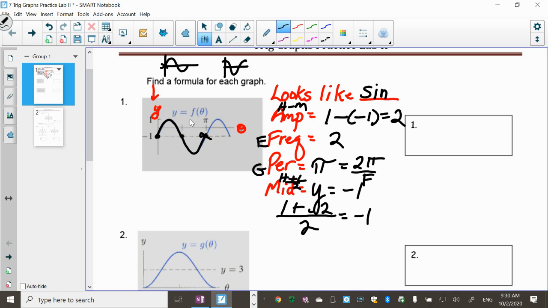So now I know my formula is, I got it all there, y equals, because that's what that is, my amplitude goes first, looks like sine, my frequency goes next, my variable goes next, which is theta, and my midline goes last.